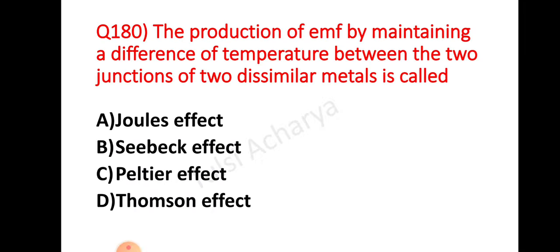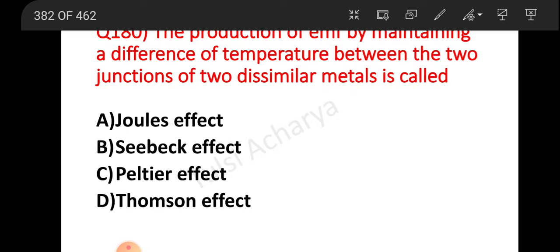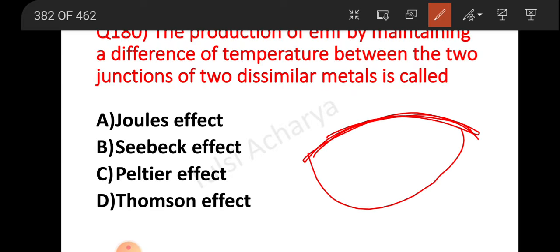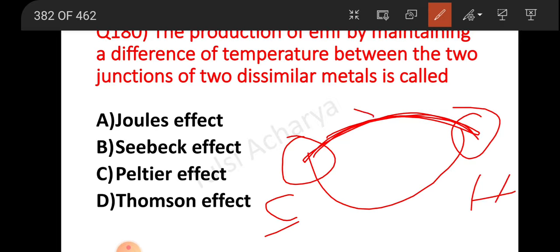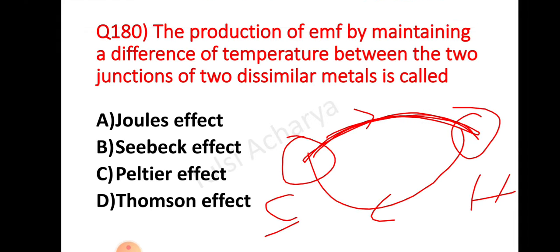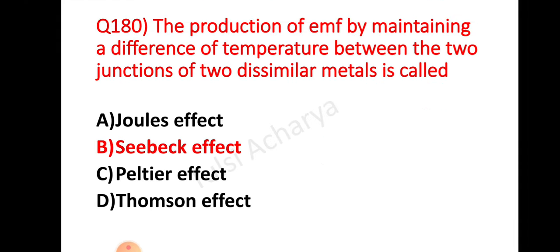Now let's move to question number 180. The production of EMF by maintaining a difference of temperature between two junctions of dissimilar metals is called. Let us take this as one metal and this as another metal, with two junctions, junction 1 and junction 2. If one is at cold temperature and the other at hot temperature, then EMF starts to flow in this dissimilar metal coil. Such a phenomenon is called the Seebeck effect. The answer for question number 180 is Seebeck effect, option choice B.